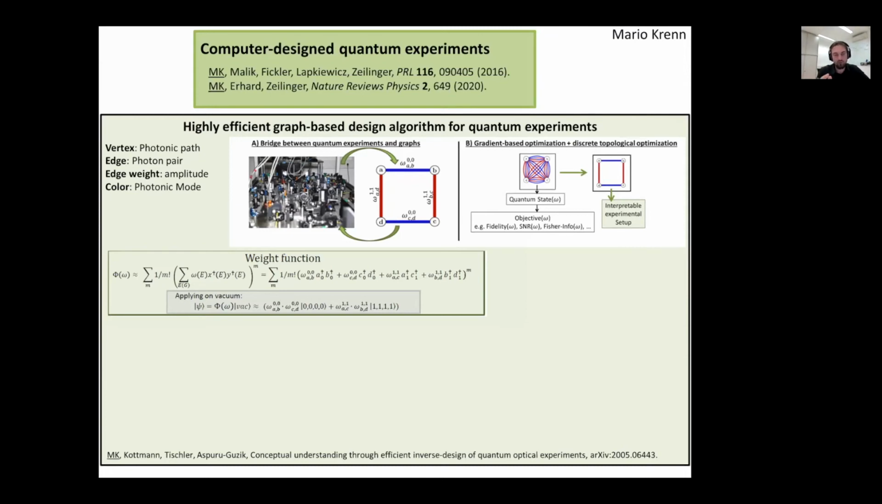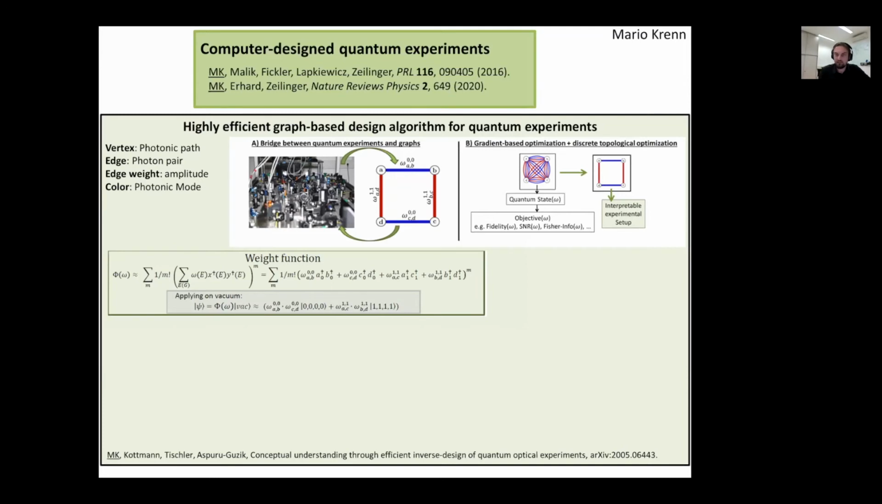Here, every vertex stands for a photon path, every edge stands for a photon pair, a correlated photon pair. The edge weight stands for the amplitude or the probability of that photon pair, and the color in some way stands for the property of the state or of this photon pair. And thereby, the most general thing that we can do in a quantum optical laboratory can be described by a complete colored weighted graph.